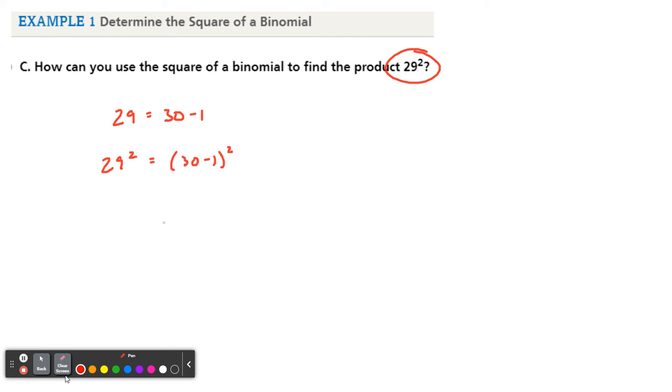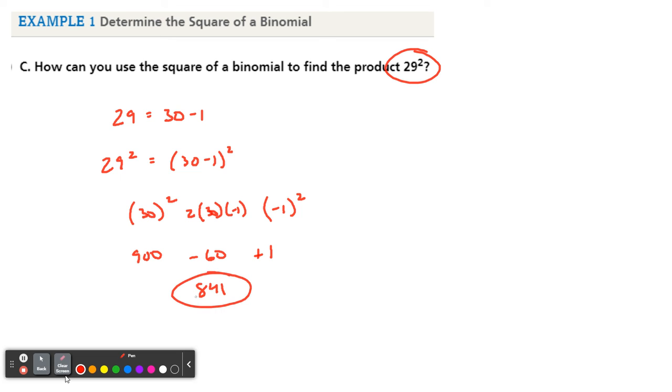So again, how do we do this? Well, we square the first term, 30 squared. We square the last term, negative 1 squared. And then we multiply 30 times negative 1, and we double it. This is 900. The last number is a plus 1. And in the middle here, we get 30 times negative 1 is negative 30, times 2 is negative 60. If we combine these numbers, 900 minus 60 is 840. 840 plus 1 is 841.